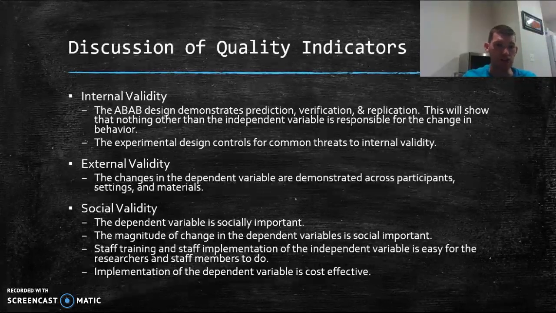All right, now for external validity. The changes in the dependent variable are demonstrated across participants, settings, and materials. Social validity. The dependent variable is socially important. The magnitude of change in the dependent variable is socially important. Staff training and staff implementation of the independent variable is easy for researchers and staff members to do. Implementation of the independent variable is also cost effective.